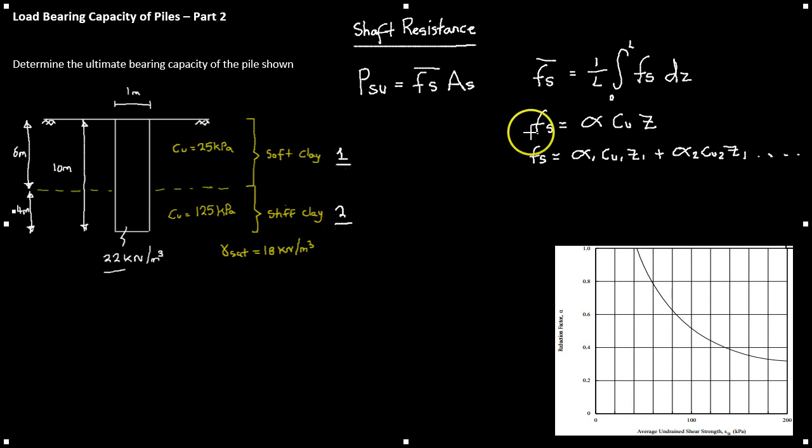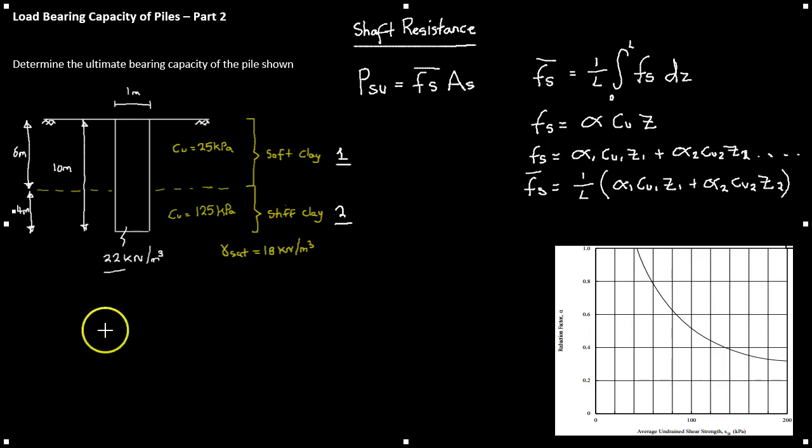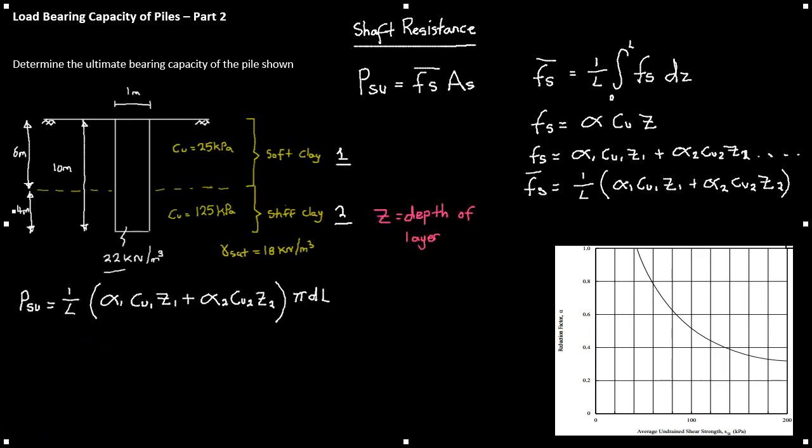Now we want Fs bar, we've only got Fs, so we want the average, so we need to multiply this all by 1 over L to give us the average, and then we can substitute this back into our PSU equation. So PSU equals 1 over L, brackets, alpha 1 Cu1 Z1 plus alpha 2 Cu2 Z2, close brackets, times AS. Now our AS in this scenario, due to it being circular, is calculated by pi dL.